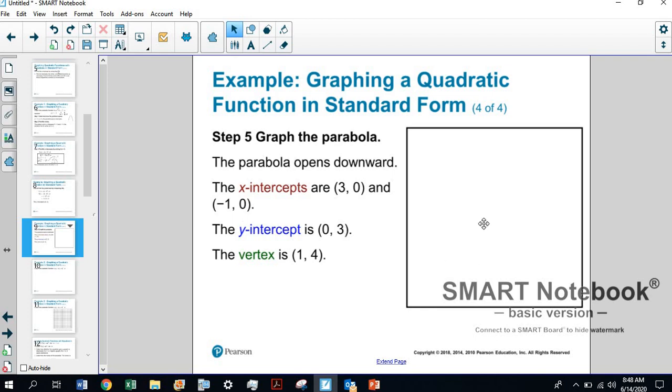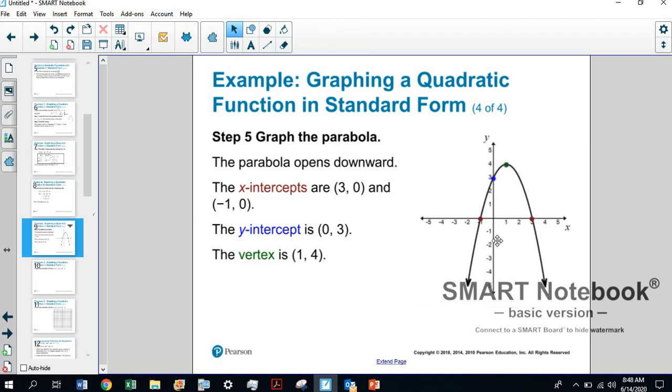So what we're going to do is plot all those points on a graph. Okay, here are your two x-intercepts, negative 1, 0 and 3, 0. Here's your y-intercept, 0, 3. Here is your vertex, 1, 4. And then you know it opens downward, and so you just connect the dots. It doesn't have to be perfect, y'all, but certainly the vertex should be the highest point. You should cut through these intercepts, and you should be pretty clean there.